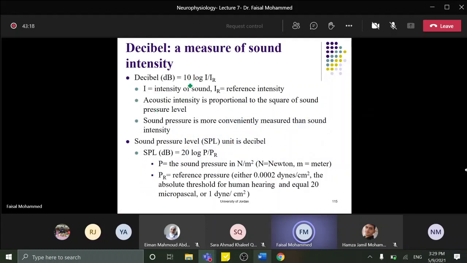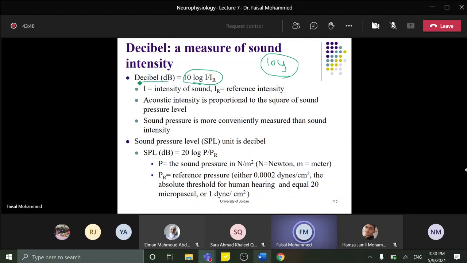Decibel, we talked about how we measure it. Decibels, as we said for retinal sensitivity, we measure in terms of the logarithm of light intensity. Why logarithm? To increase the range. Same thing here, we measure the intensity by the range, by the logarithmic scale.